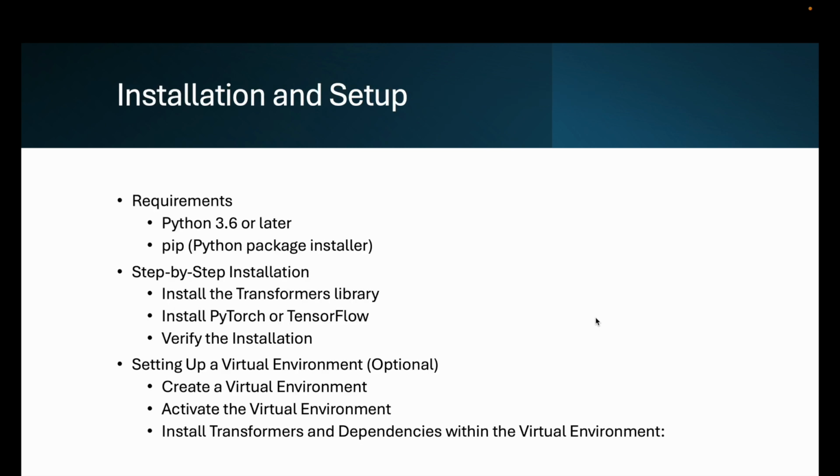Next, I want to go into installation and setup. Before you start using the Transformers library, you need to install it along with its dependencies. This particular section will guide you through the installation process. Just before we jump into the installation, let's look at some of the requirements. We need Python 3.6 or later. If you do not have it installed, just go to the Python website and you can install it. You need pip, which is the Python package installer.